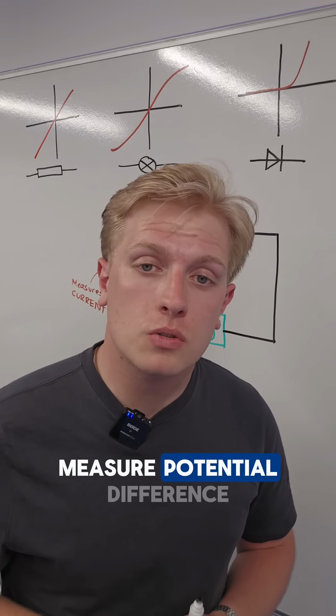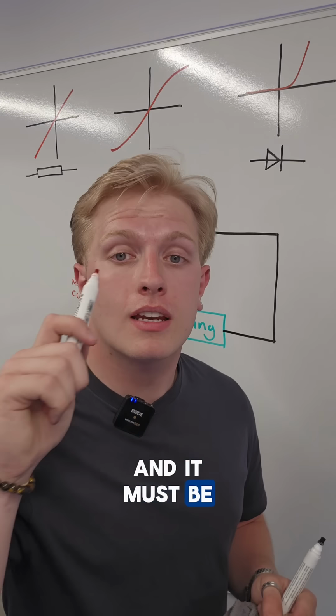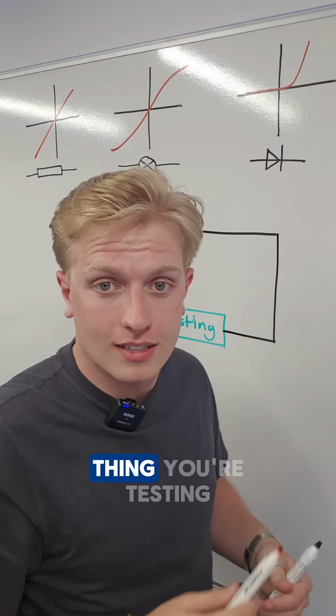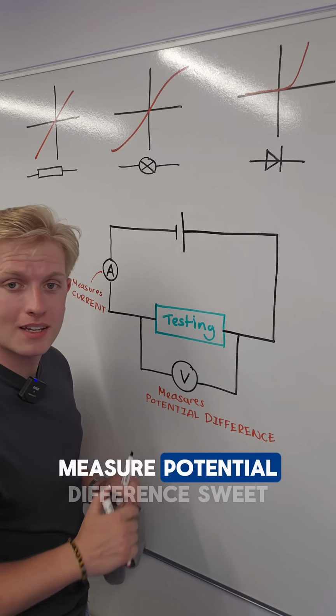Then we need to measure potential difference. You do that with a voltmeter, and it must be connected in parallel to the thing you're testing, in its own separate loop or across the thing you're testing. Voltmeter in parallel to measure potential difference.